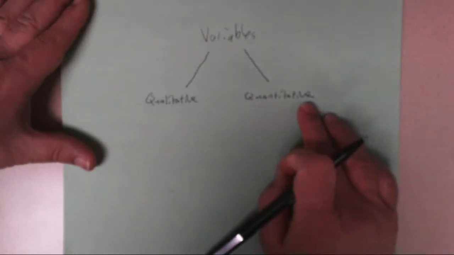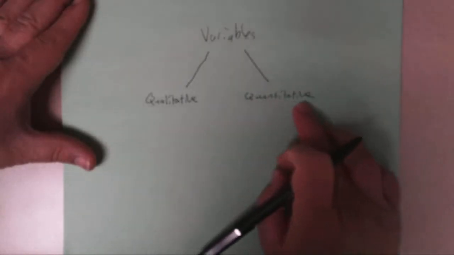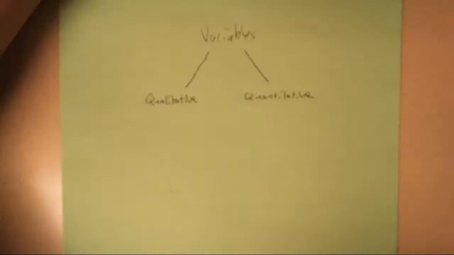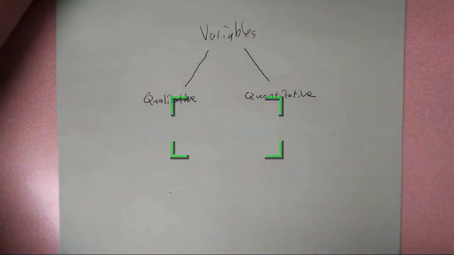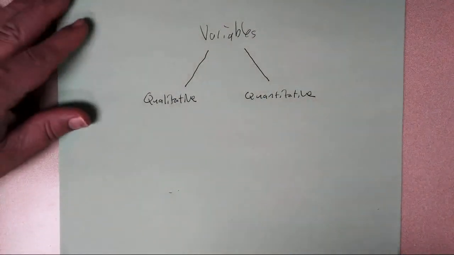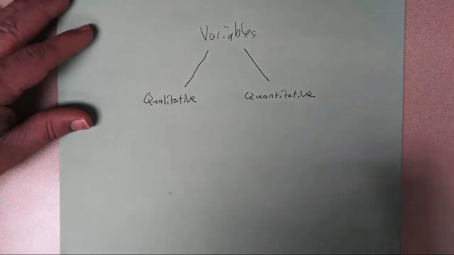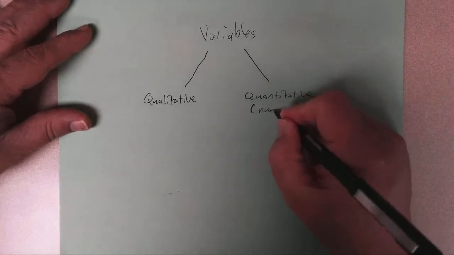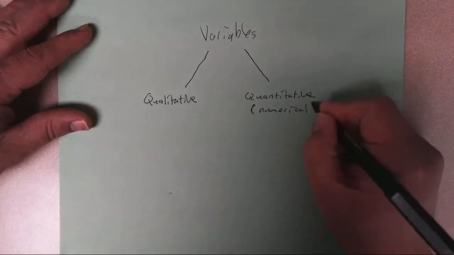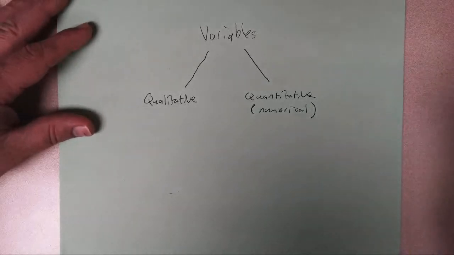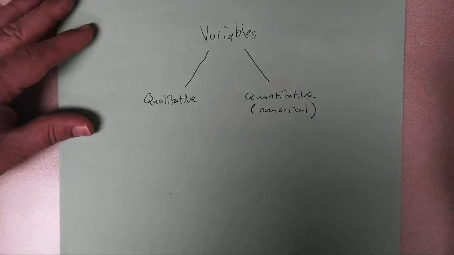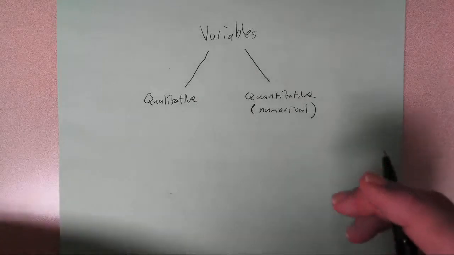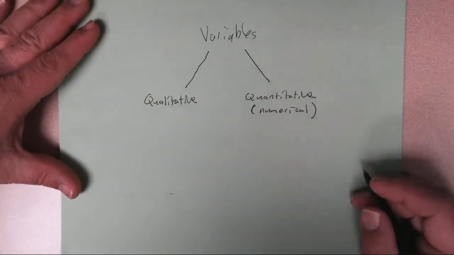Okay, now the word quantitative makes you think of quantity, like number, numerical, and you'd be right. So the quantitative variables are the numerical variables. When you observe the value of the variable, you get a number, and it's something that you can add together or average or divide or whatever. You get a quantitative value.